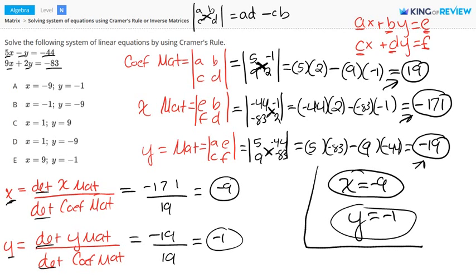So now we've solved our system here, and letter A is correct.